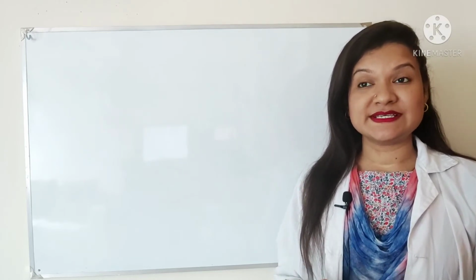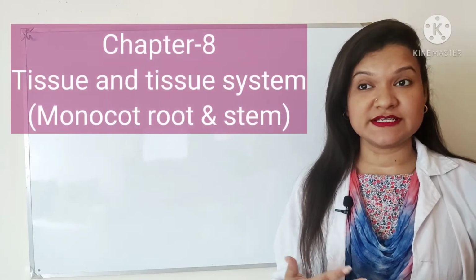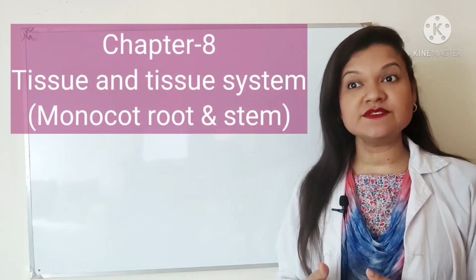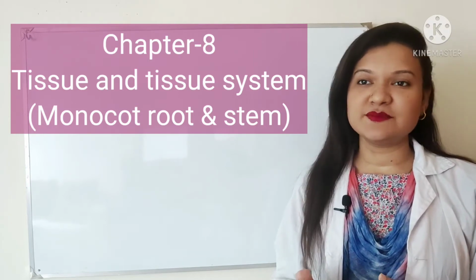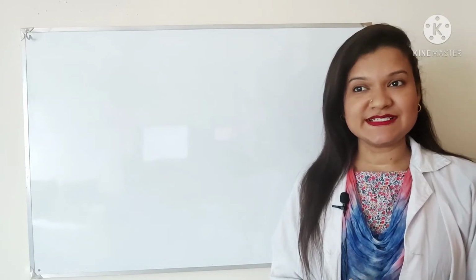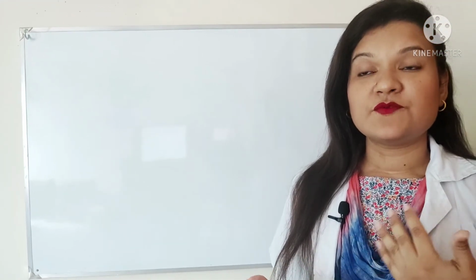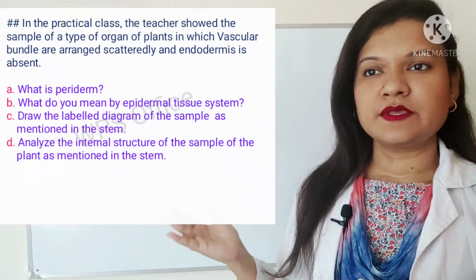Today I will discuss some creative questions from Chapter 8, that is tissue and tissue systems, and the topics will be the monocot root and monocot stem. So dear students, let's start our today's online class. Our first creative is here.